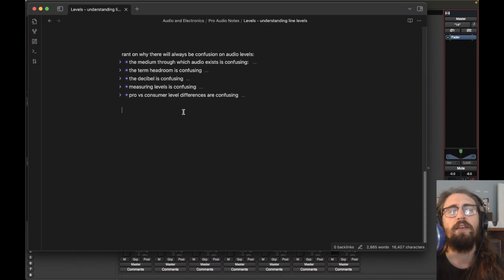But maybe sometimes digging into the details of something, you might not ever learn anything productive or something that you would actually use in your real life. But sometimes it just gets your brain thinking in a certain way that maybe is... Anyway, so we'll just start on the first one. The medium through which audio exists can be confusing.